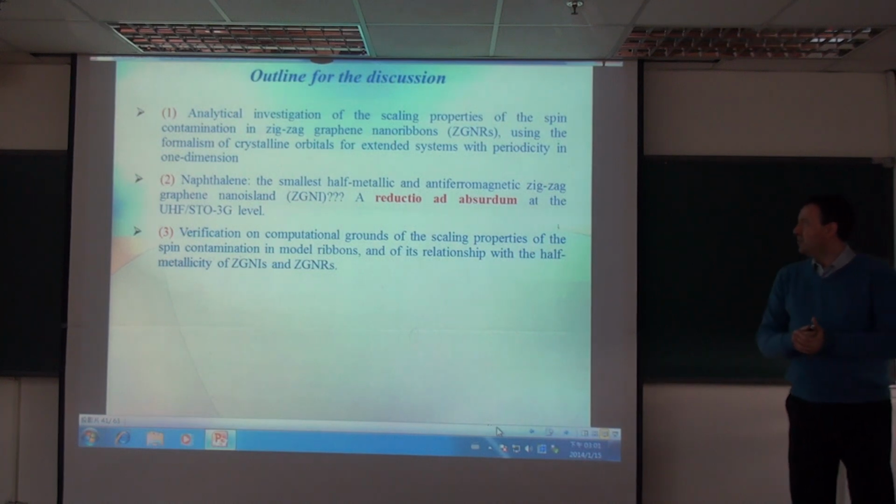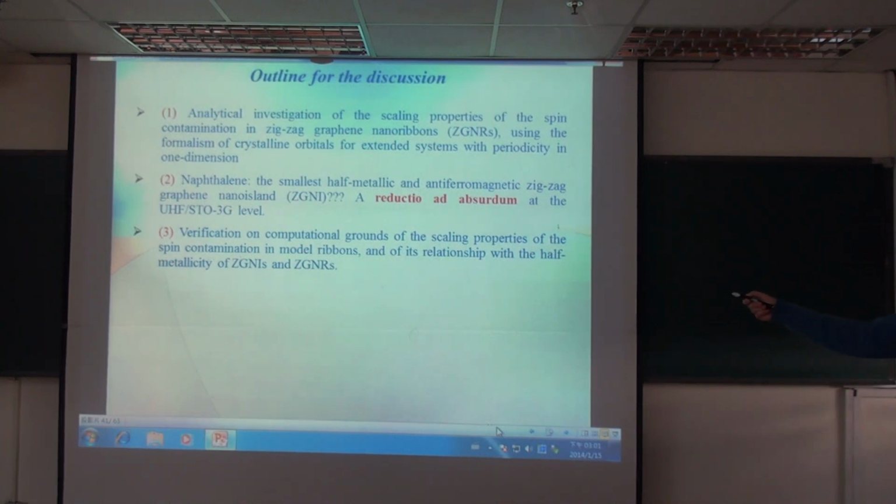So to analyze this in more detail, I will proceed as follows. In the first part, we will analytically investigate the scaling properties of the spin contamination in zigzag graphene nanoribbons by means of the formulae of crystalline orbitals for extended systems with periodicity in one dimension. Then to proceed further and to crash down this idea, I will show you that if we do things in a very careless way, because if we take the most approximate wave function, unrestricted Hartree-Fock STO-3G, we can show that even naphthalene can be described as the smallest half-metallic and antiferromagnetic zigzag graphene nano-island, which is of course completely absurd.